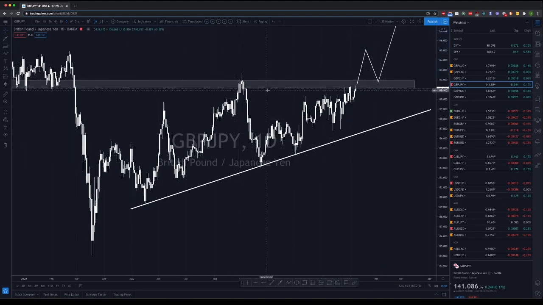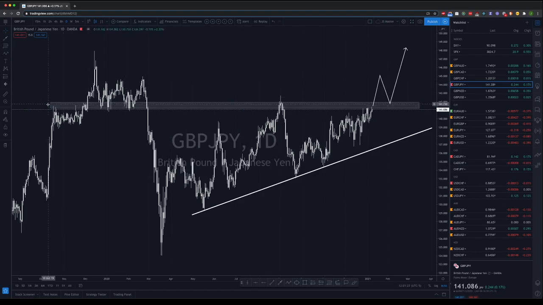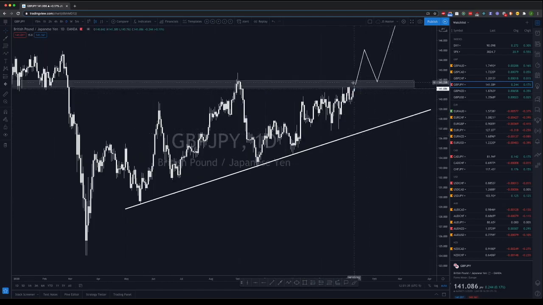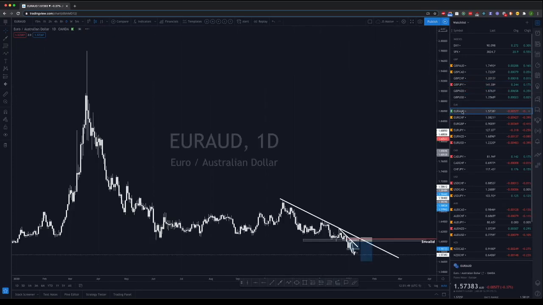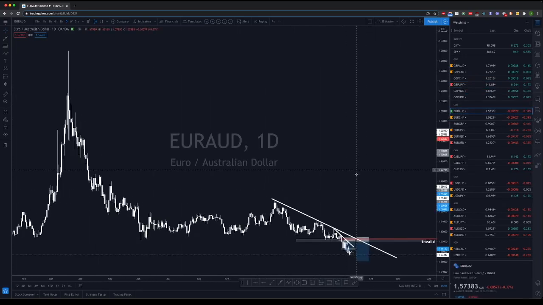But like I said before, because of how strongly this was rejected in the past and how strongly it held as support and resistance here, you might actually see it fall from this level, right? But I wouldn't be taking any short positions because my bias is to the upside. I'll be keeping an eye on this anyway. But we'll see.